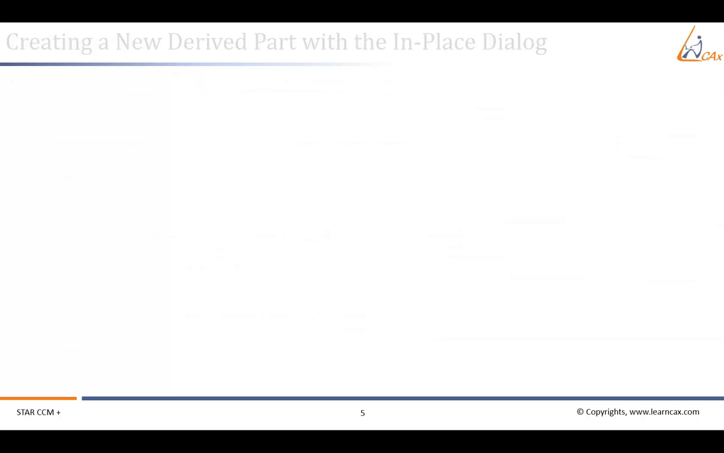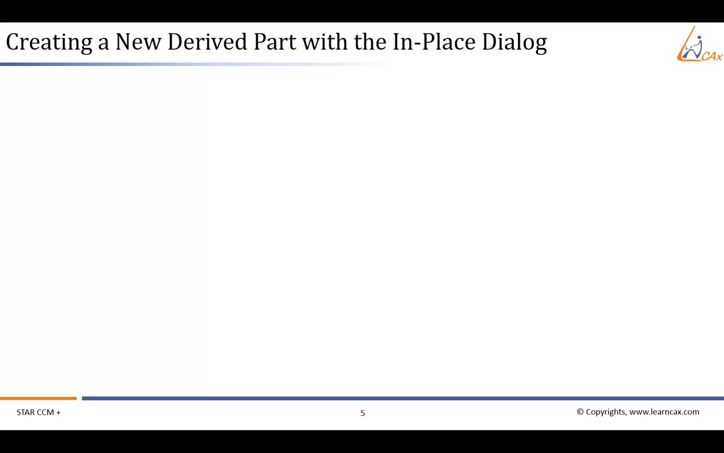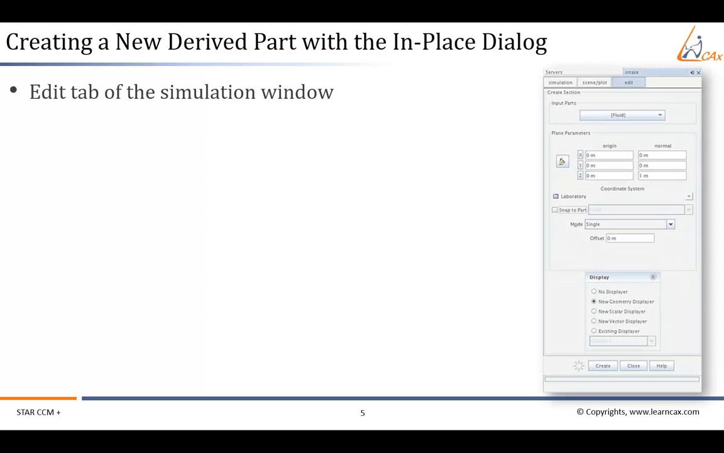We said that there is an in-place dialog which appears to create a derived part. Let us see that process in detail. When we execute the action for adding a derived part, typically an in-place dialog appears. It will come in the Edit tab of the simulation window where we can define the part in detail. This dialog is connected to the particular scene that is active when it opens. It disappears when the scene becomes inactive.